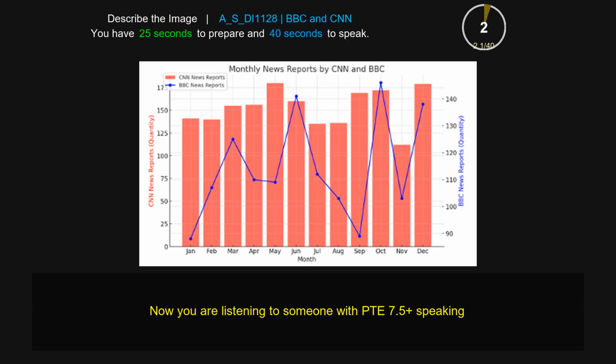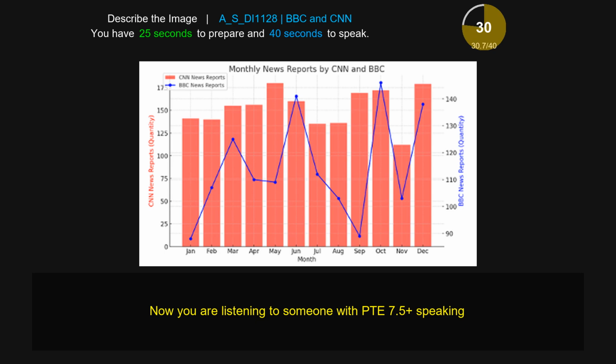The bar graph illustrates the information about monthly news reports by CNN and BBC. So this line graph is divided into two different reports, CNN and BBC News. It can be noted that the x-axis represents January, February, March, April to December, and the y-axis represents CNN reports quantity on the left from 0 to 170, and on the right hand side BBC News reports quantity from 90 to 140%.